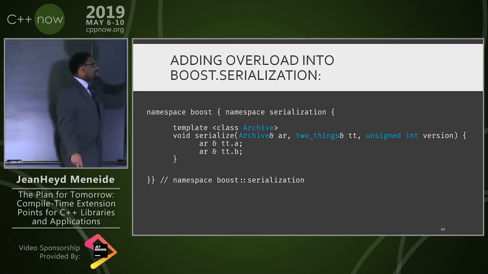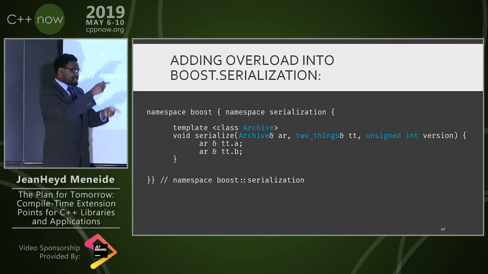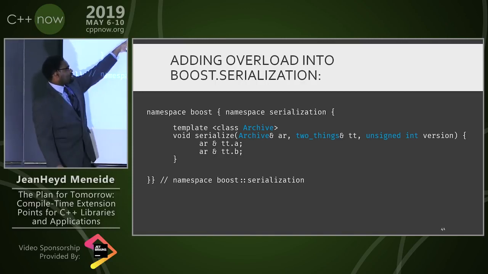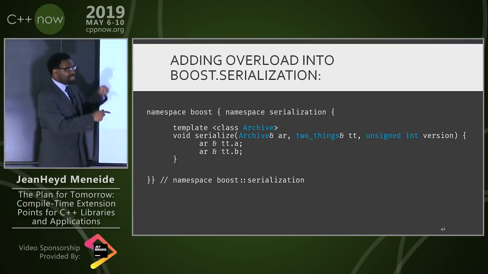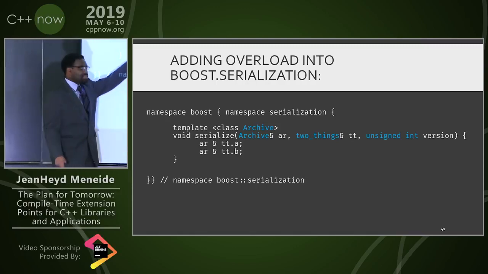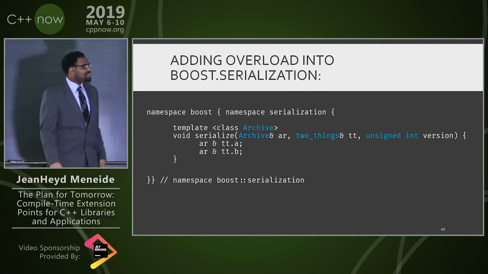The reason it takes a template class archive is because this archive can be a saving archive or a loading archive, and depending on which type it is, it overloads how this operator works. And so in this way, you don't have to write save and load functions separately. You can just write one and then serialize them both. That's just a really cool thing that's in boost serialization.